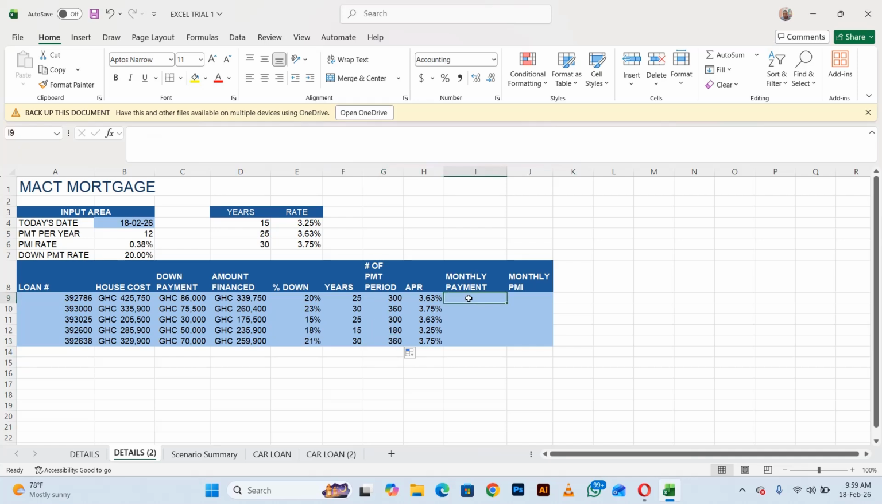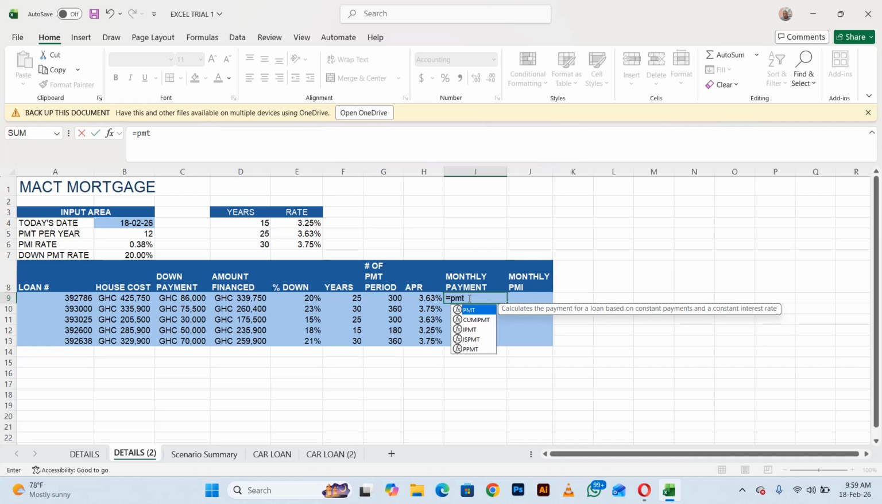Now we come to the monthly payment. As I have already said in the previous video, the monthly payment has a formula in Excel called the PMT formula. So whenever you hear that we are paying something monthly, you use the PMT formula. So the PMT formula is equal to PMT, and then you select it, and then your bracket is open.